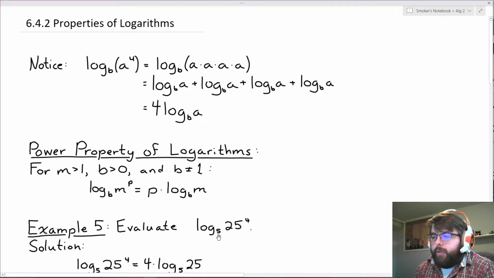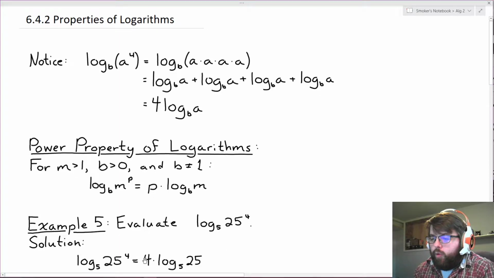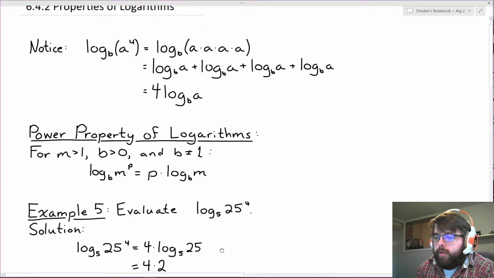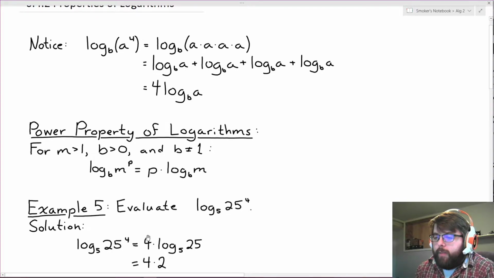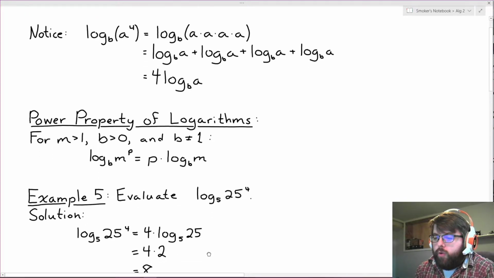So here's an example of that. Log base 5 of 25 to the fourth is the same thing as 4 times log base 5 of 25. We're asked to evaluate, so what is this as a number? Well, log base 5 of 25, 5 to what power gives me 25, would be 2. And since I pulled that 4 out in front, 4 times 2 is 8.